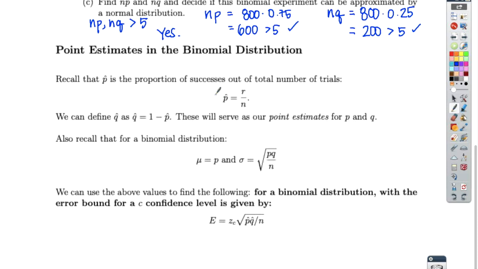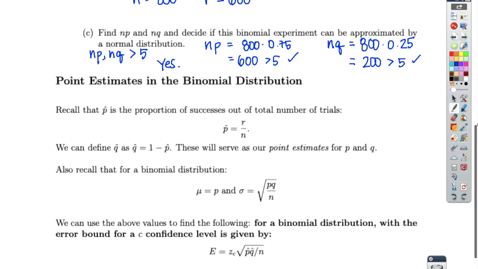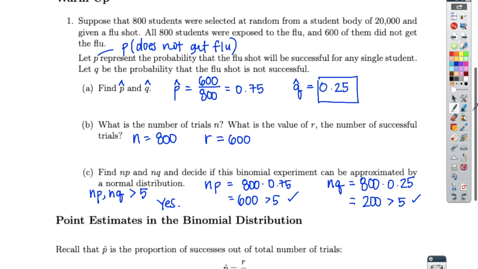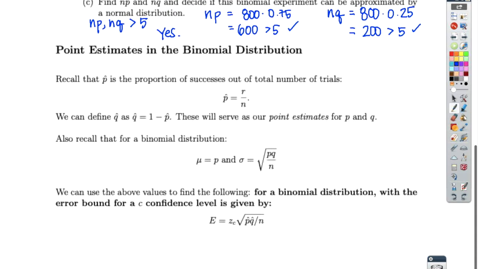P hat is basically when you only have a sample to look at. So, I don't know the theoretical probability, for example, that someone is exposed to the flu and then doesn't get it after they get a flu shot. But what I do know is that when these 800 students got the flu shot, 600 of them did not get the flu. So we can sort of approximate the probability of success based on that.